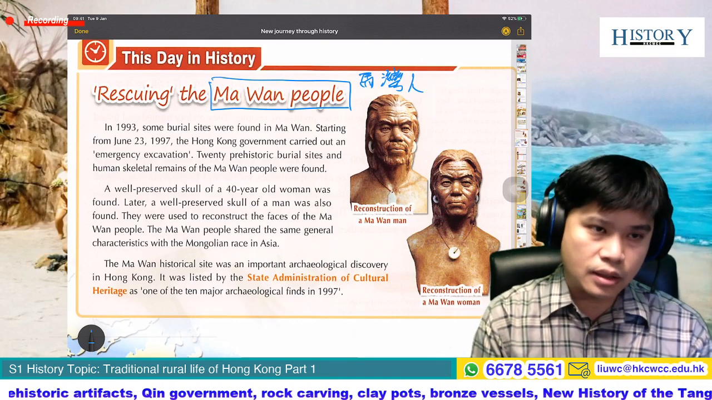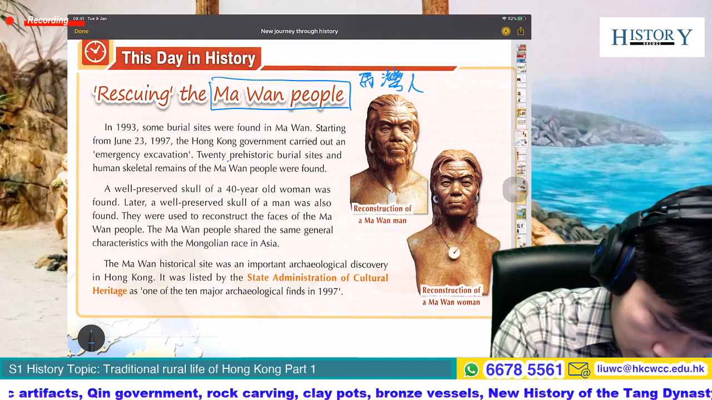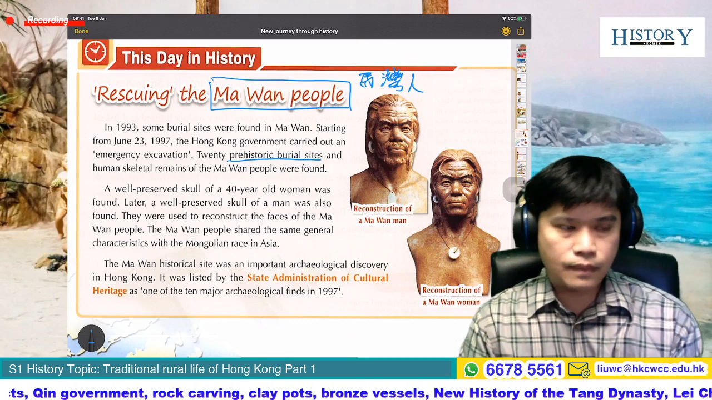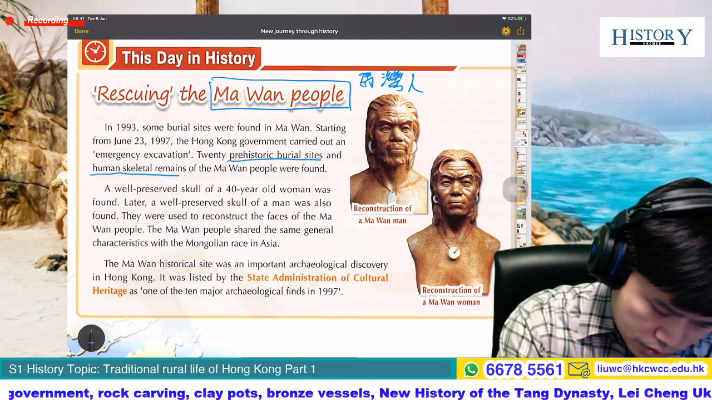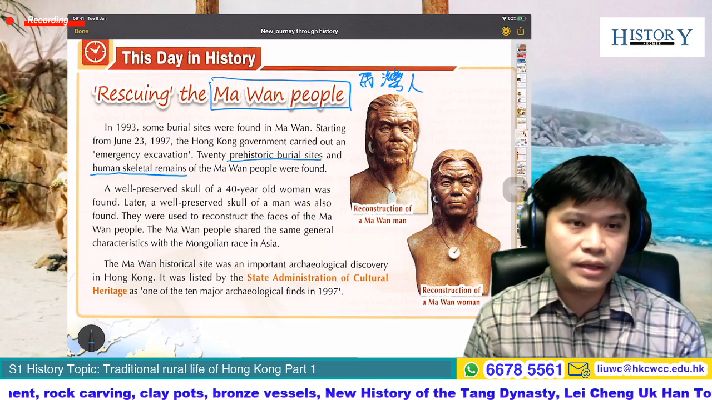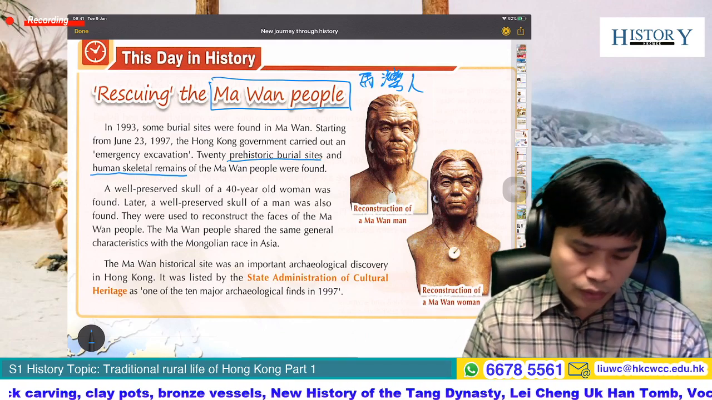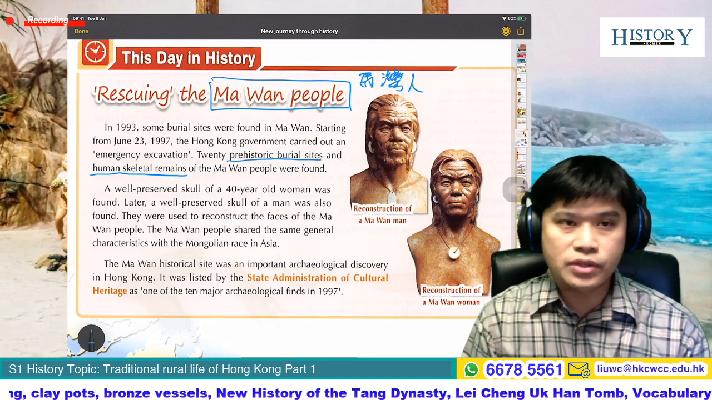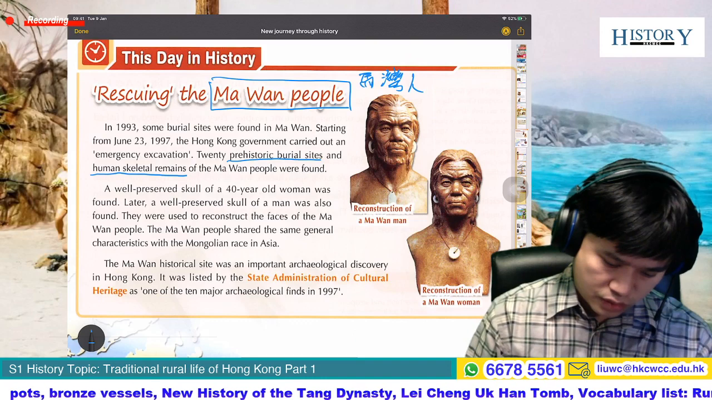So what would be the archaeological finding? For example, there is a prehistoric burial site, 一啲嘅埋葬嘅地點啦, and we can find some human skeletal remains, 一啲骸骨啦, okay? So therefore, we may say in the past there were some people living in Ma Wan, and right now we may call them Ma Wan Yan. And most importantly, those people actually lived in Hong Kong in the prehistoric time.